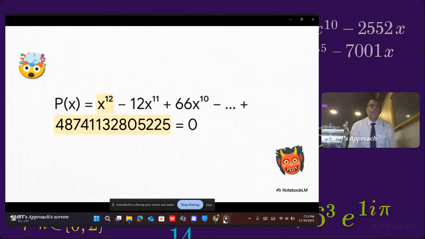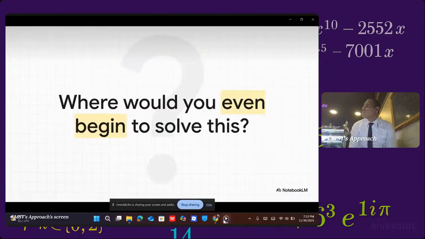The coefficients are all over the place, some of them are absolutely massive, soaring into the trillions. This isn't just a math problem, it's a wall of complexity that's practically designed to make you give up before you even start. I mean, seriously, where would you begin? If you saw this on a test, what's your first move? It's a total brick wall, right? It feels like there's no way in.